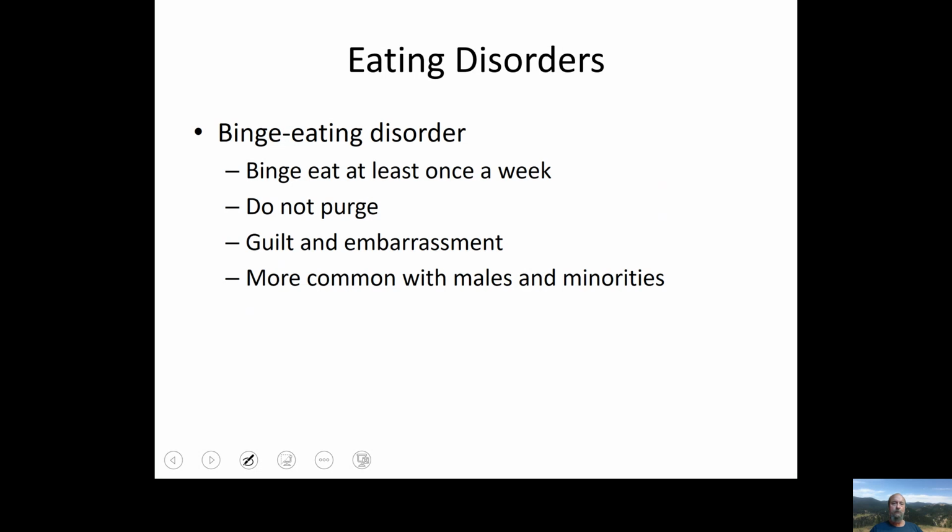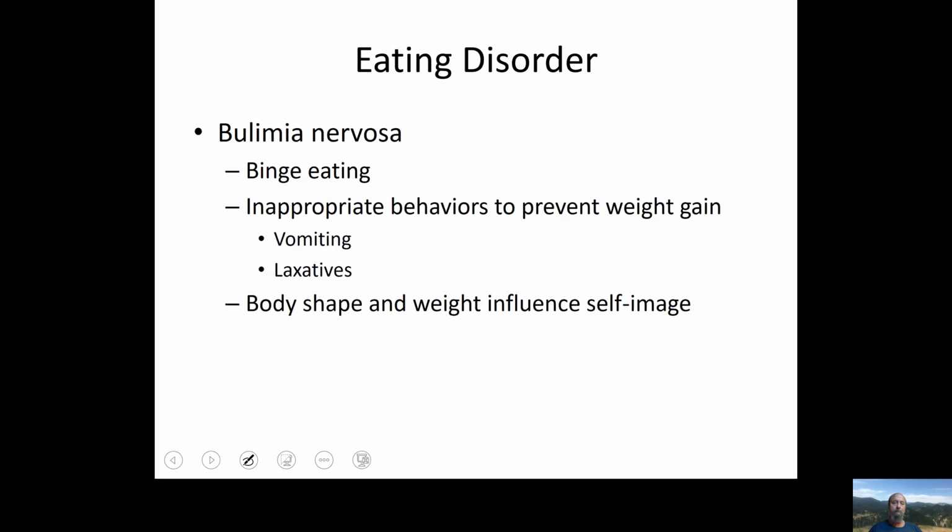And then finally, binge eating disorder. This is a little bit different than bulimia. It's new to the DSM-5, the Diagnostic and Statistical Manual 5. We'll talk about that in a few chapters. But they binge eat at least once a week. Okay, that's the idea, but they don't purge, whereas with bulimia, they purge.